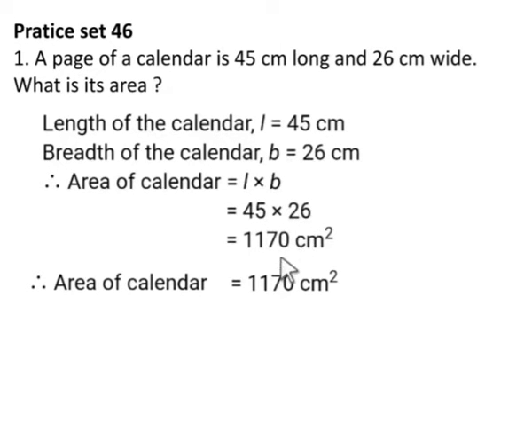You multiply both of them, you will get 1170 square centimeter. Therefore, area of calendar is 1170 centimeter square.